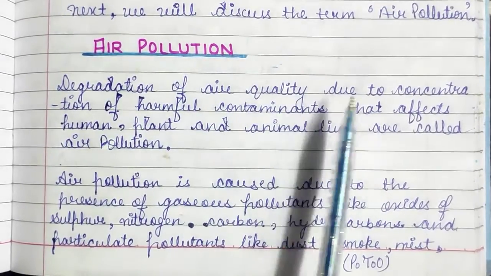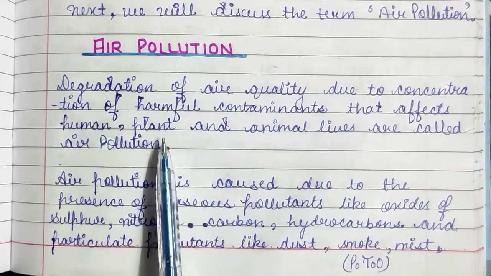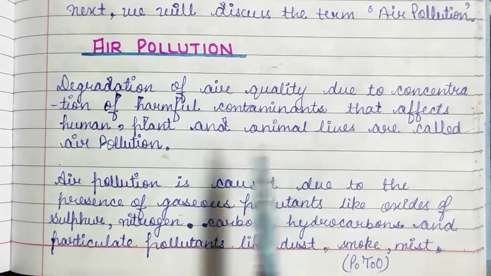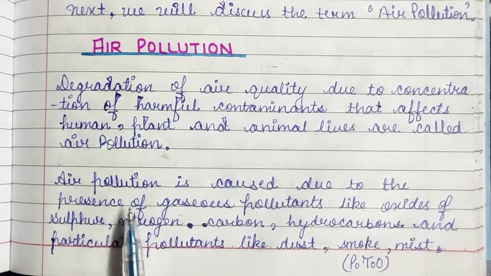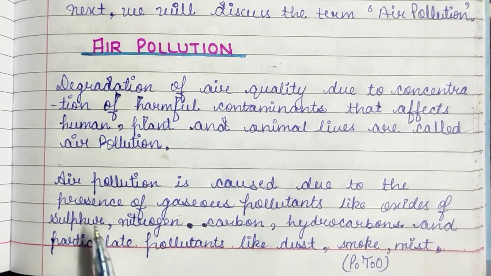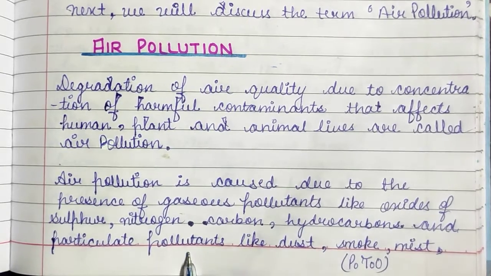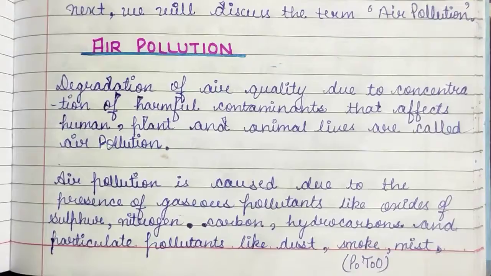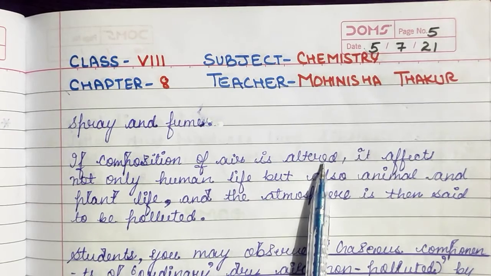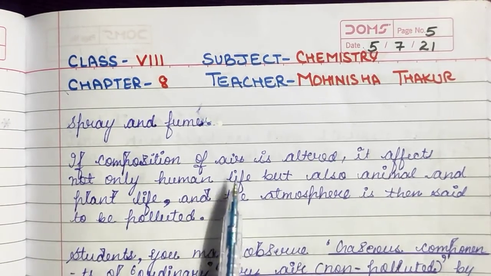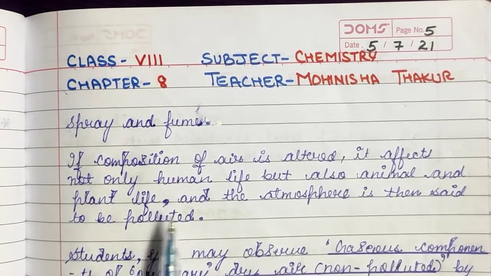Degradation of air quality due to concentration of harmful contaminants that affects human, plant and animal lives is called air pollution. Air pollution is caused due to the presence of gaseous pollutants like oxides of sulfur, nitrogen, carbon, hydrocarbons and particulate pollutants like dust, smoke, mist, spray and fumes. If the composition of air is altered, it affects not only human life but also animal and plant life, and the atmosphere is then said to be polluted.